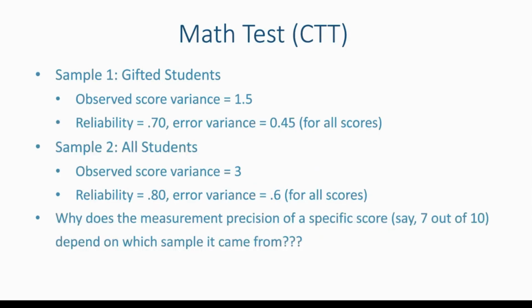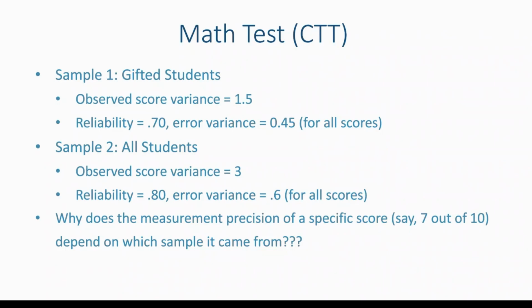So let's go back to this math test example for geometry. So suppose in sample one, we collect data just from gifted students. And looking at the data, we find the observed score variance to be 1.5, okay? And then we compute reliability. Note reliability can range from 0 to 1 because it's a proportion, all right? Reliability is 0.7 in this sample of gifted students. And then as a result, the error variance for all scores, remember, because classical test theory assumes error variance is the same regardless of your score, whether you're a low score to a high score, is 0.45.